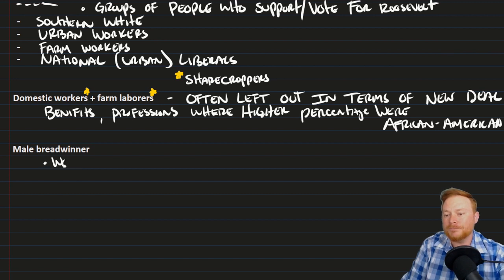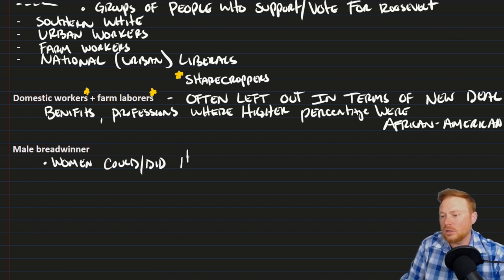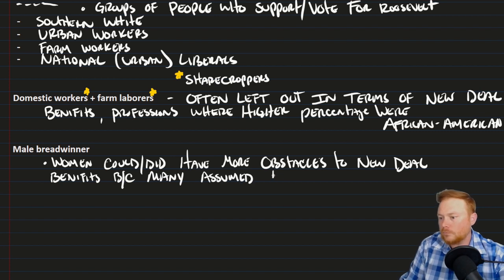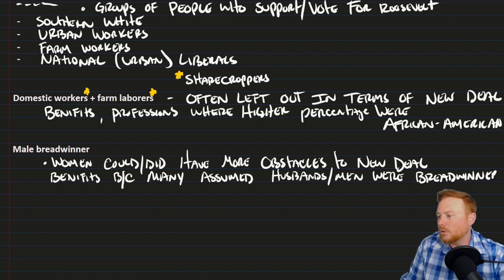So, for example, women, we might say, could and did have, let's say, more obstacles to New Deal benefits because we'll say many assumed husbands slash men, or the breadwinners. And we talked about this term breadwinner a little bit ago. Breadwinner is just, who provides income.